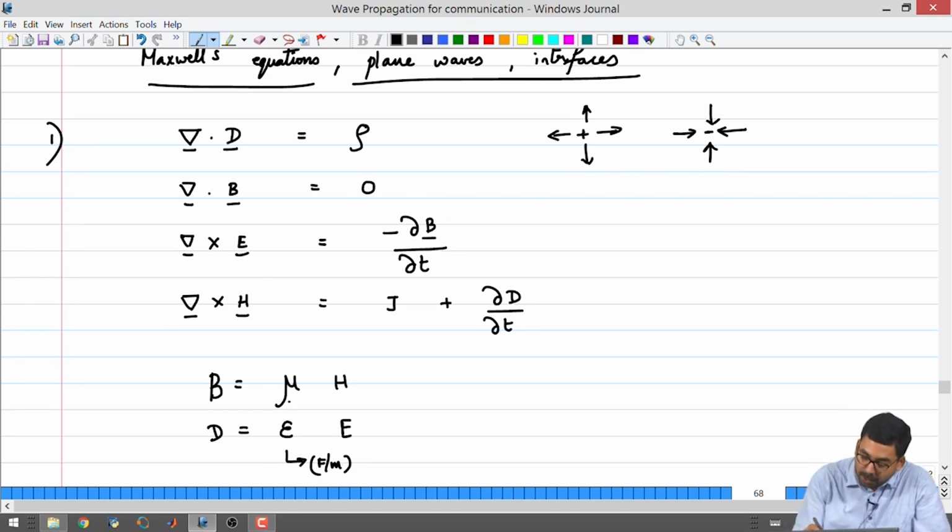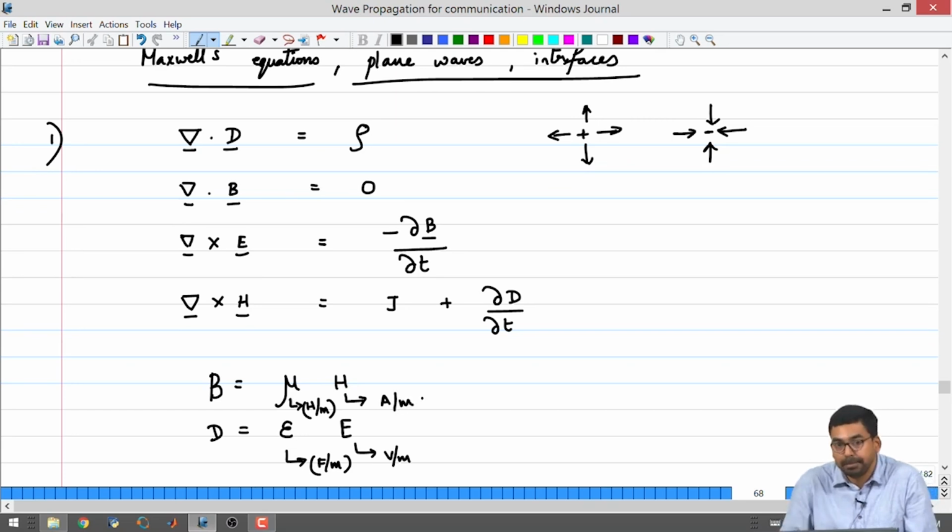Mu has the unit of Henry per meter. It is the distributed inductance. E has the unit of volt per meter, and H has the unit of amperes per meter. I think some similarity should be clear. I think we are getting there.